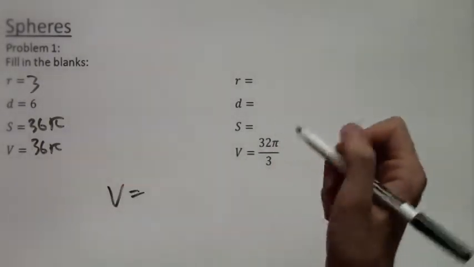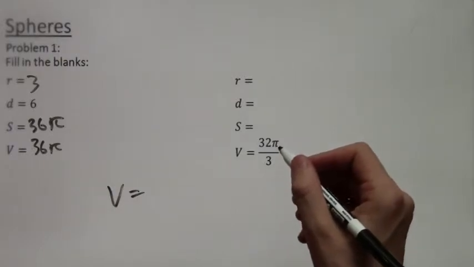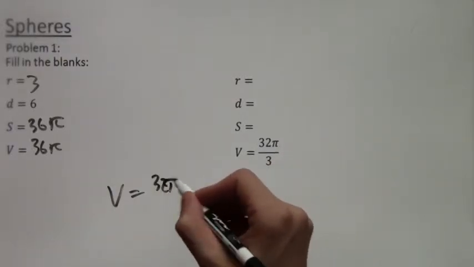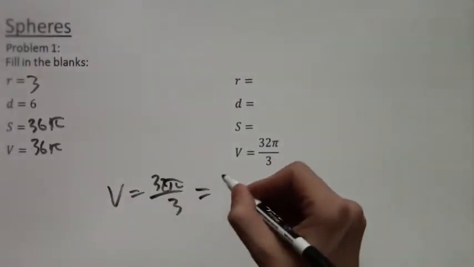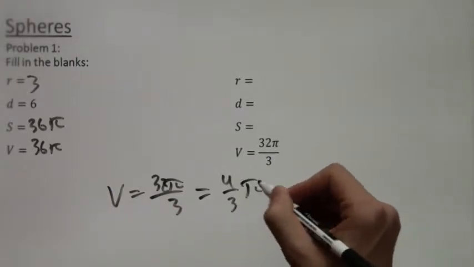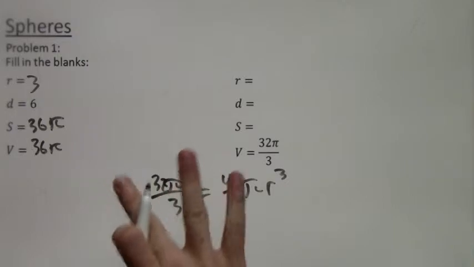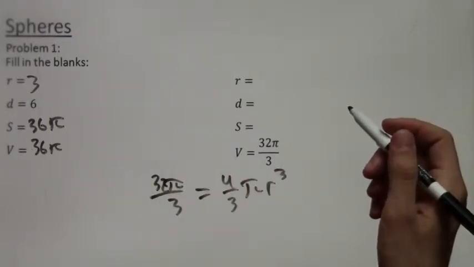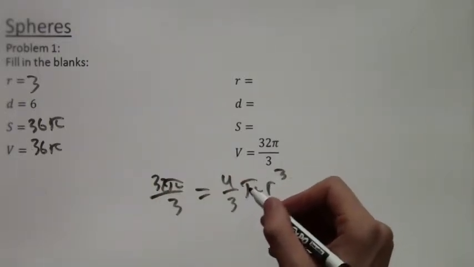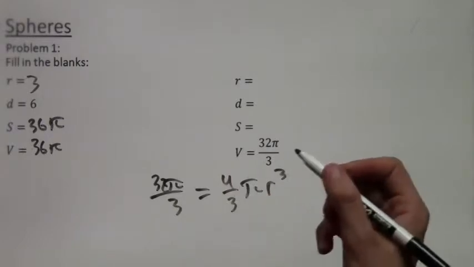Alright, let's move on to the second set of values in this example. This time we're given the volume. It's 32 pi over 3. So we want to reverse solve for the radius. By the formula, the volume is 4/3 pi r cubed. So now we have an equation involving only the radius, and we just have to solve it. The radius and some other numbers, of course.